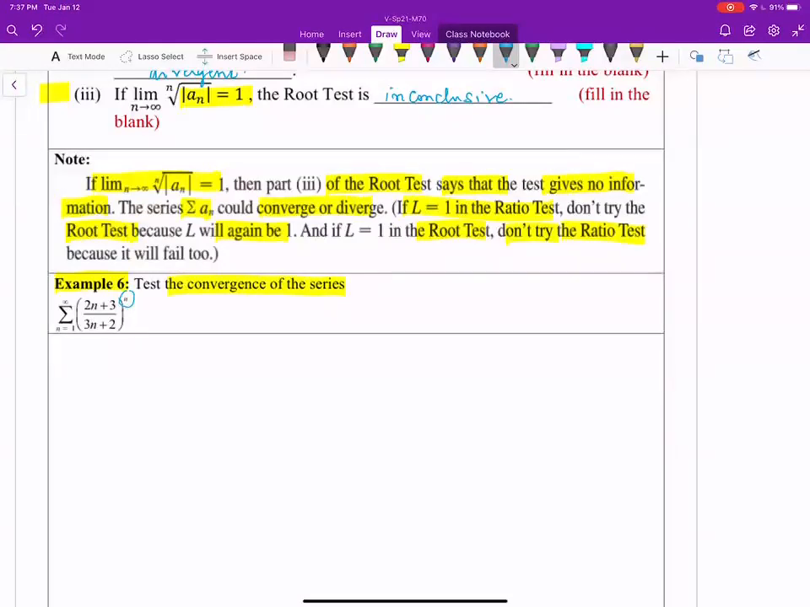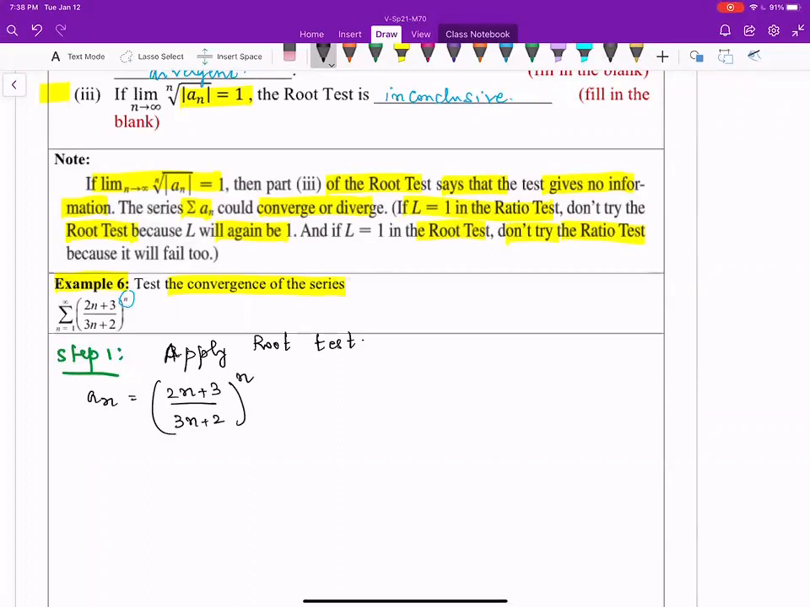So without the sigma, you can write down an. First we are going to apply the root test. By looking at the expression in the given problem, you should be able to guess which test you want to apply. Here, because of the exponent n, it suggests that you apply the root test. So an, without the sigma, is the given expression, (2n plus 3 over 3n plus 2) to the power n.